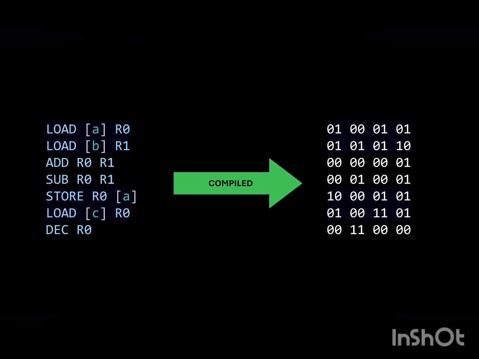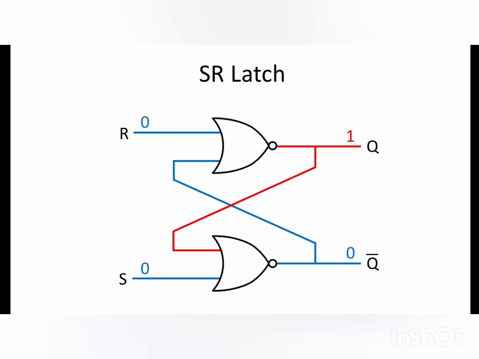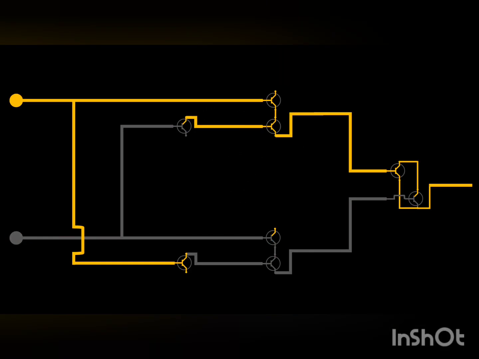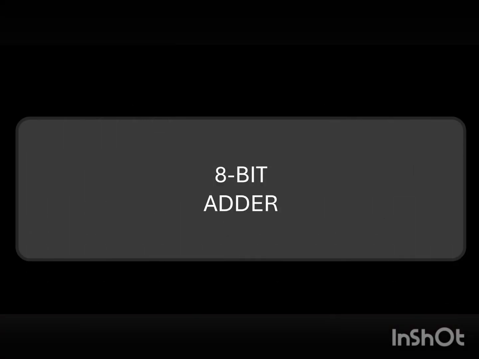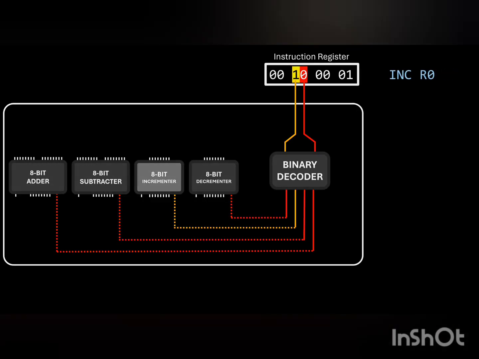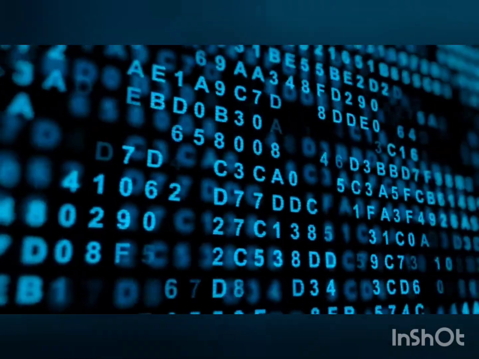Every operation, every calculation, every image, every sound is processed through layers of logic gates working together. At the lowest level, it is all just transistors switching on and off. But together, they create something extraordinary. They allow machines to compute, decide, and respond. From a simple switch to complex intelligence.